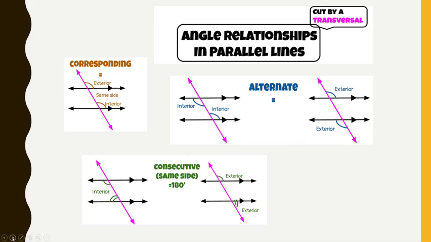Okay, now we've got these relationships here. We've talked about corresponding angles right here. We've talked about alternate interior, alternate exterior. We've talked about consecutive angles. So make sure that you've got those written down so that you understand the vocabulary when we're discussing different angles and where they're located.